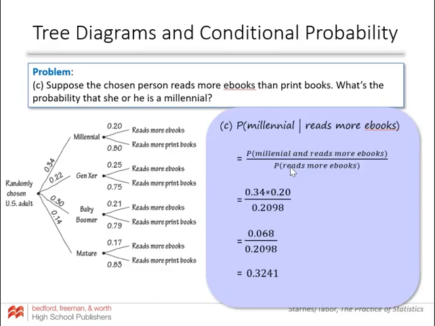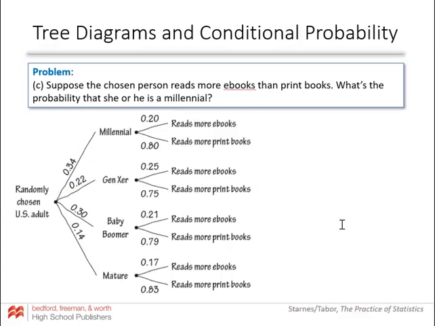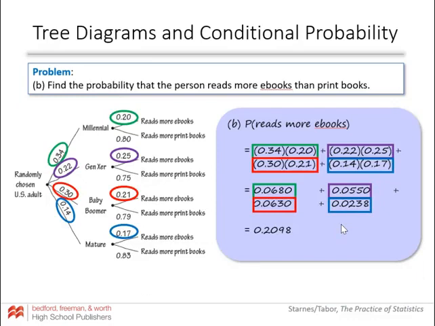Okay, so we go back to our conditional formula. The probability of millennial given reads more ebooks is going to be equal to the probability of millennial and reads more ebooks divided by probability of reads more ebooks. Okay, so that's our conditional probability formula from the very beginning of this video. All right, so millennial and reads more ebooks, that's going to be 0.34 times 0.2. And then just reads more ebooks, that's that 0.2098 that we found in the last question.